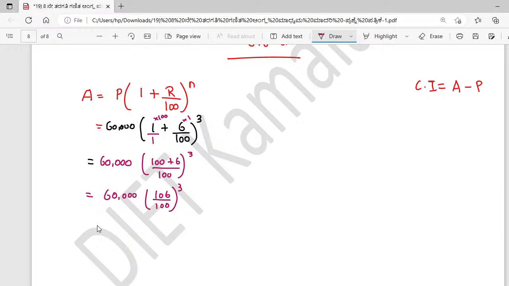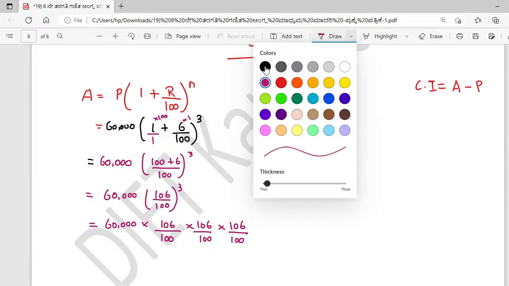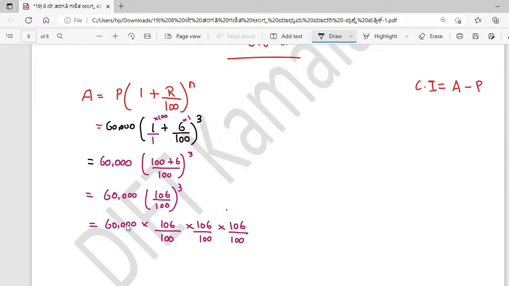Now let us expand it. 60,000, 106 by 100, and what is the power? 3. So we expand it 3 times: 106 by 100 into 106 by 100 into 106 by 100. We expanded 3 times because the power was 3. Now let us go with the cancellation part. It is very simple. You can see here 2 zeros and here 2 zeros cancel, 2 and another 2 cancel, and 2 3s are 6, 2 50s are 100.